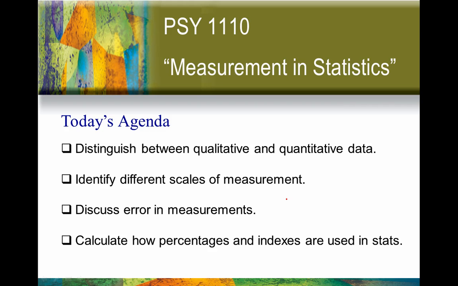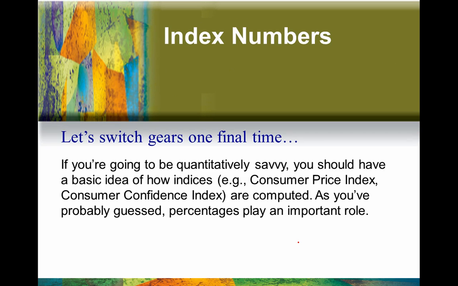Hi everybody, let's finish up chapter 2. What we need to work on is section 4, and it talks about various indices that are used in statistics. So we're going to switch gears one last time. And to be quantitatively savvy, you really need to have a basic understanding of how these indices work because we see them reported quite often in the news.